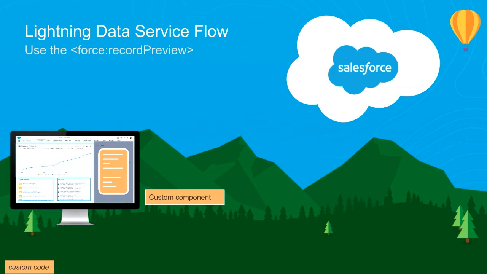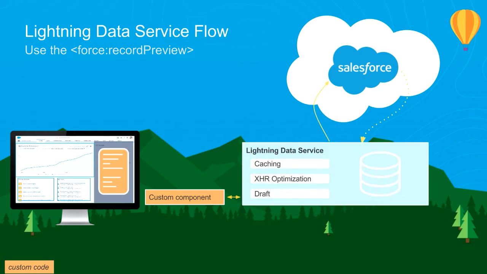You have that same custom component, but instead of calling a JavaScript controller that then calls an Apex controller and so forth, you're just going to use that component, and it's going to essentially do a bunch of things for you. Caching is one of the services that provides XHR optimization. If you have a single view with multiple components all requesting similar data, there's overlap there, right? But we also want to bundle that together.